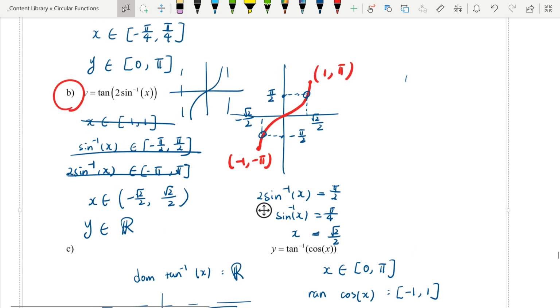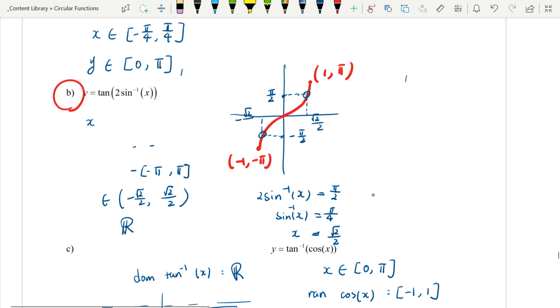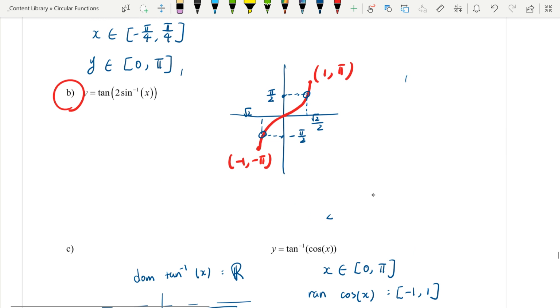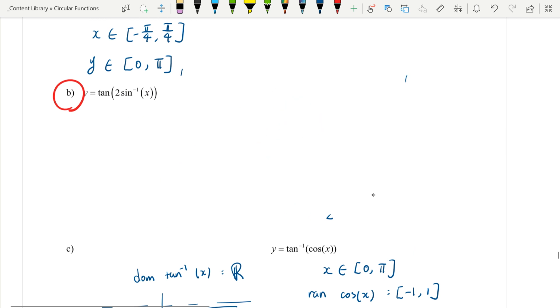I'll just clear all this writing here. Okay, let's think about B. So what's the domain for tan first? Let's think about the outermost domain. What's the domain for tan x? Not inclusive, right? So -pi/2 to pi/2.